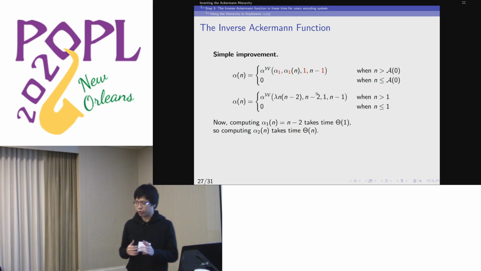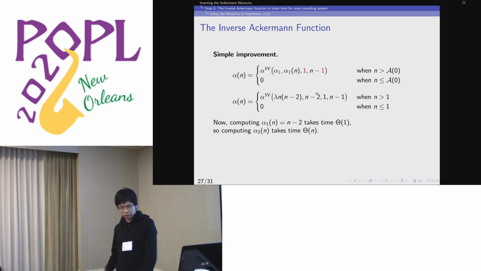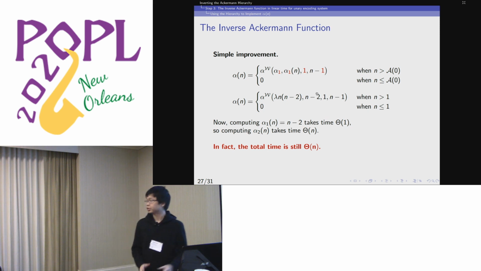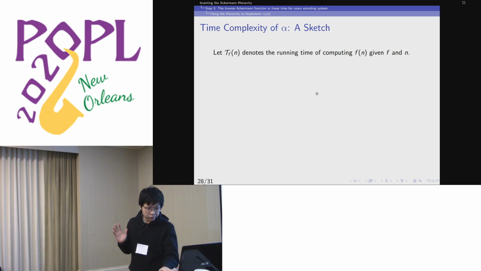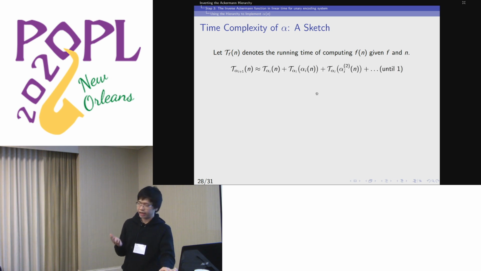Now alpha 2 is computed in linear time as we wanted. In fact, this improvement is enough to ensure that the whole computation runs in linear time. So actually, the recursive argument is long, so I won't tell you every detail of it. But there's a sketch of the proof.